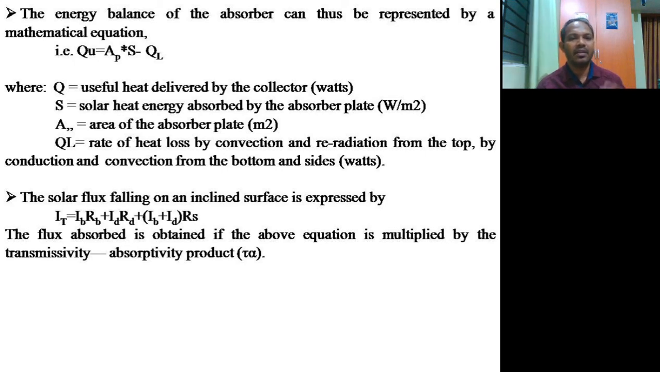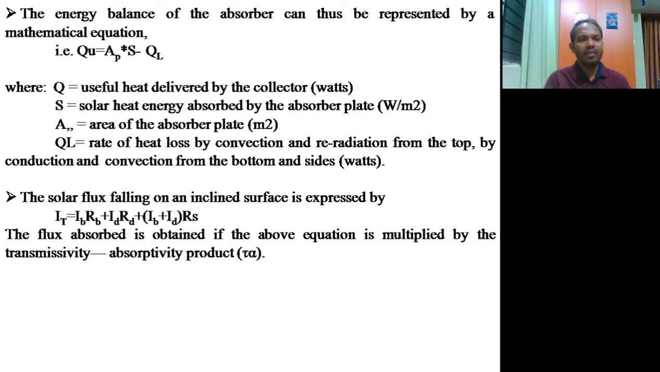The radiation or heat absorbed by the absorber plate is given by S, in terms of watts per meter square. This product is subtracted by Q_L, that is the rate of heat loss by convection and re-radiation from the top, and by conduction and convection from the bottom sides, in terms of watts only. So on balancing it, you will get it in terms of watts only. Is that clear? This is the expression for energy balance. We will solve numericals based on this in the later stage of this module.